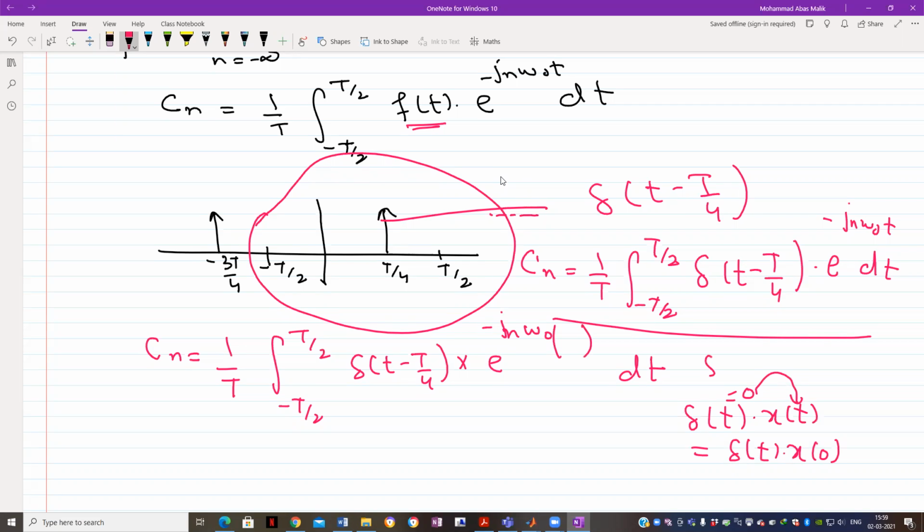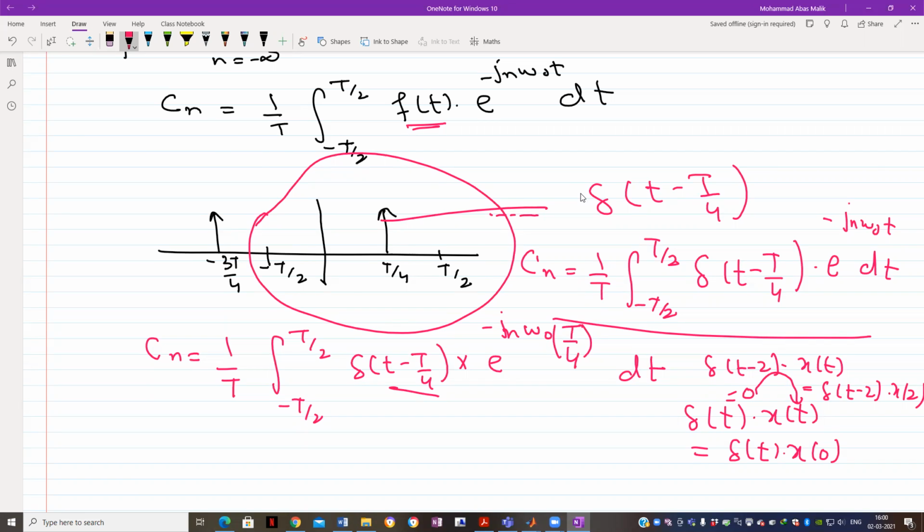Now, if this were delta of t minus 2 into x of t, then the value would be delta of t minus 2 into x of 2, because t minus 2 equal to 0 means t is 2, right? Are you getting my point? Yes, sir. We have only 5 minutes left. Put t minus T by 4 equal to 0, then the small t value will be T by 4. Just put T by 4 here.